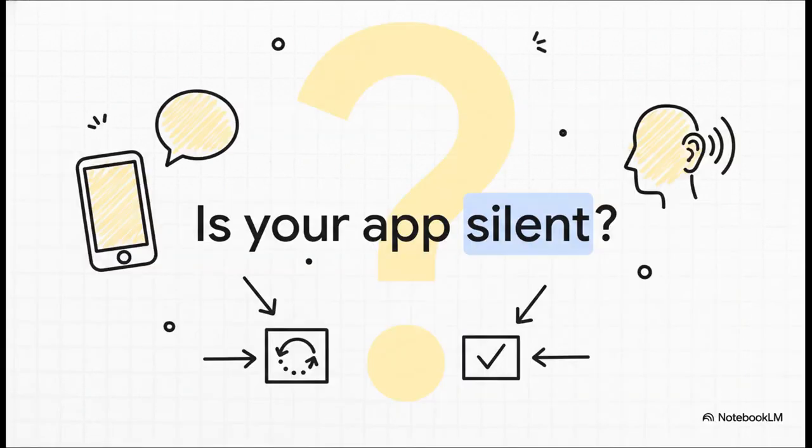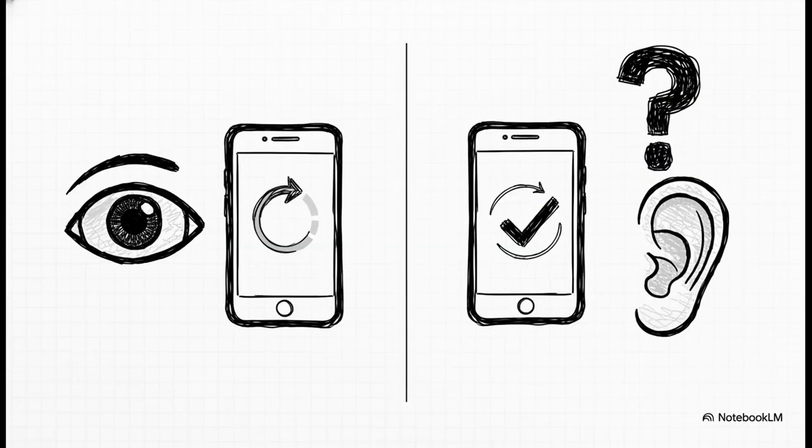So, let me ask you something. Is your app silent? I mean, really think about it. Put yourself in your user's shoes for a second. You tap a button, a list updates, maybe a little message pops up, but you can't see any of it. If your app just stays quiet, how on earth would you know what just happened? For a whole lot of users, that silence isn't golden. It's just confusing. And you know what? That's the exact problem we're tackling today.